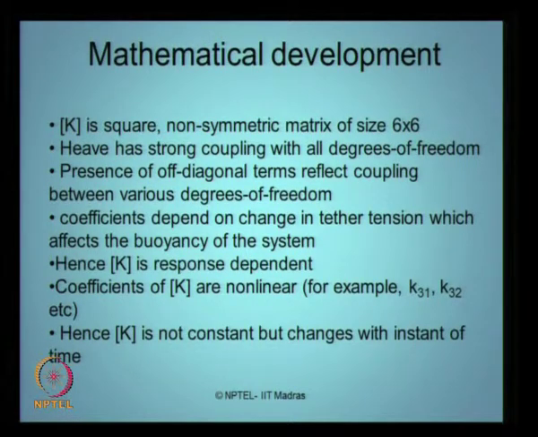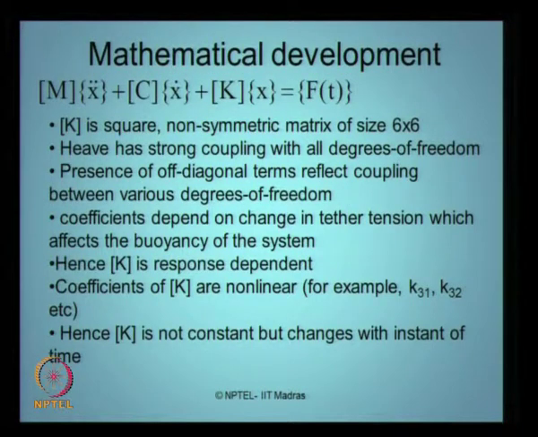The K matrix of the TLP which has been discussed is a square, non-symmetric matrix, it has got very strong heave coupling with all degrees of freedom. Off-diagonal terms present in the K matrix reflect the coupling of degrees of freedom with other degrees of freedom. The coefficients of the stiffness matrix depend on change in tether tension, so it is not constant, it varies with time. Therefore, K becomes response dependent in this problem, and coefficients of K of course are non-linear, we have seen them in detail, how they are non-linear. Therefore, K is not constant, but keeps on changing with respect to time while you solve the problem.